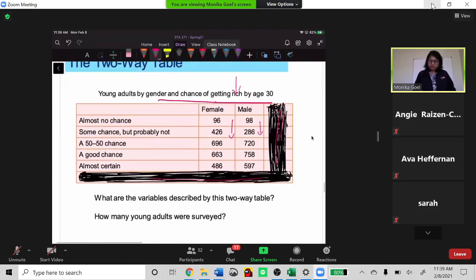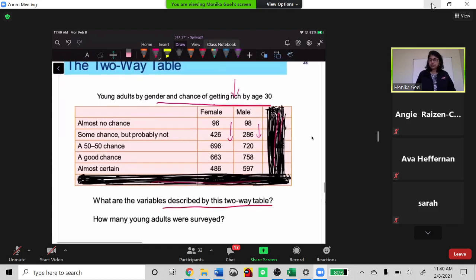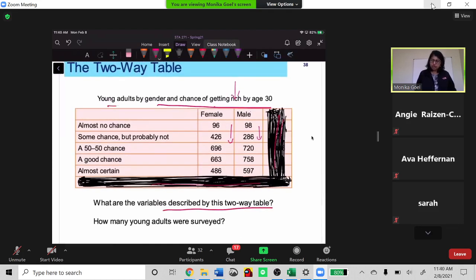Now, the question is asking what are the variables described by the two-way table? What are the variables? Young adults and chances of getting rich. And then you have different categories, and you can label it female, male, and here almost no chance, some chance, 50-50, good chance, almost certain. So this is the table that is given to us.